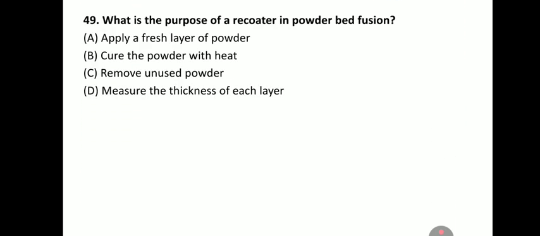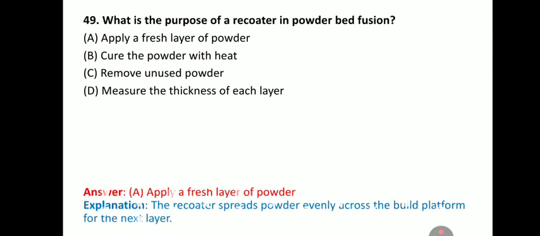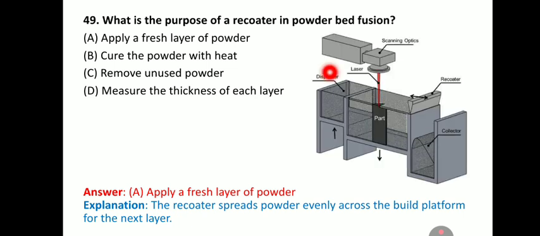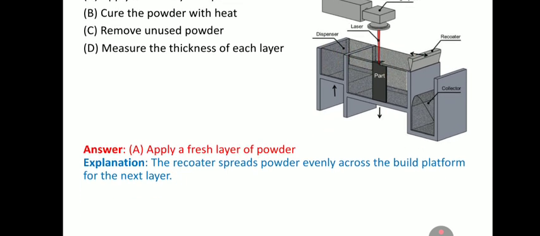Next question, what is the purpose of a recoater in powder bed fusion? The answer is it applies a fresh layer of powder. So here you can see this is the recoater. With the help of the laser the part is sintered, and once the layer is sintered, the next layer is then distributed with the help of this recoater.